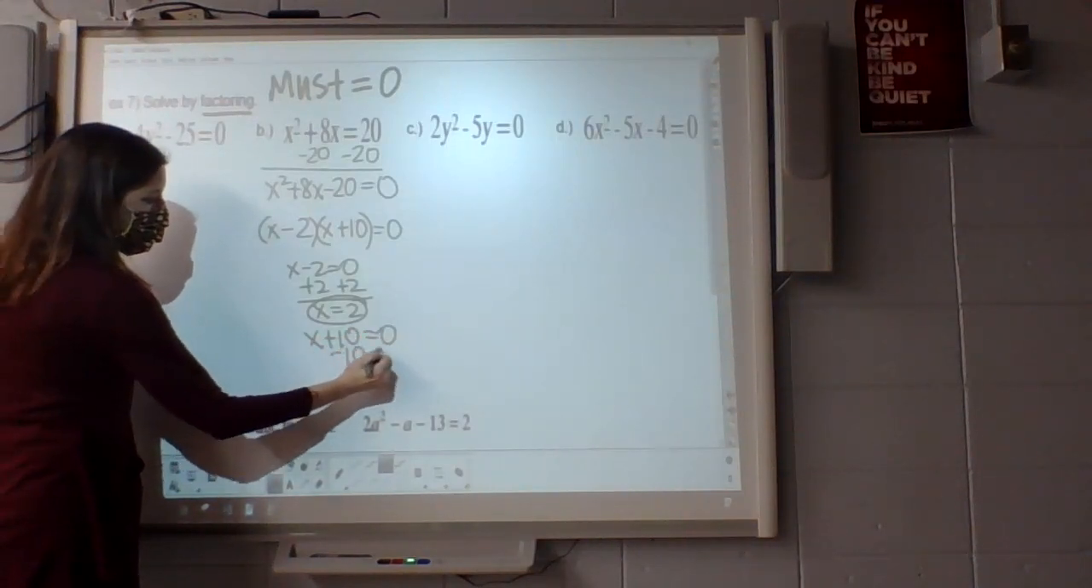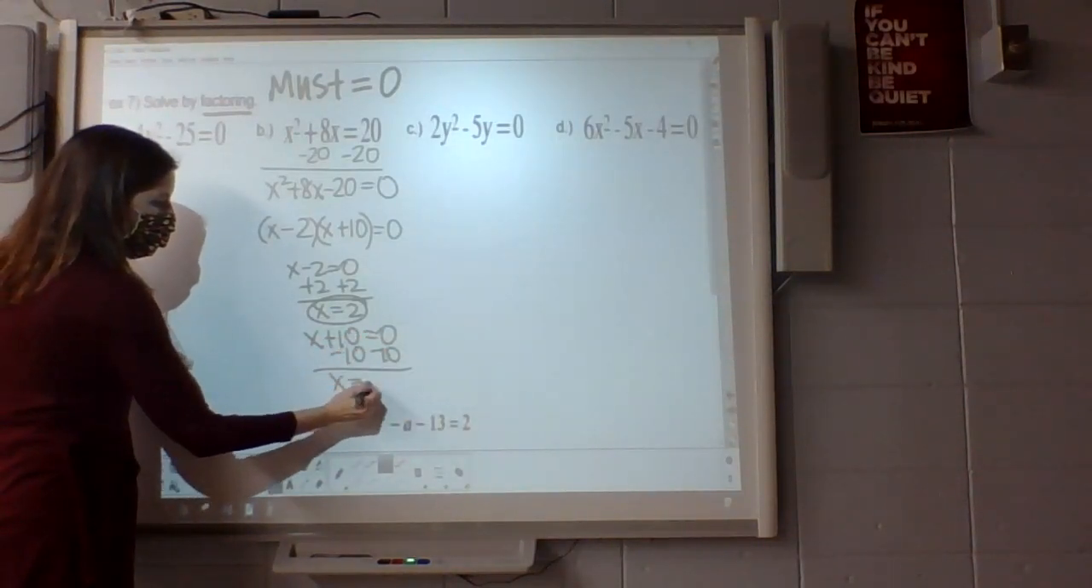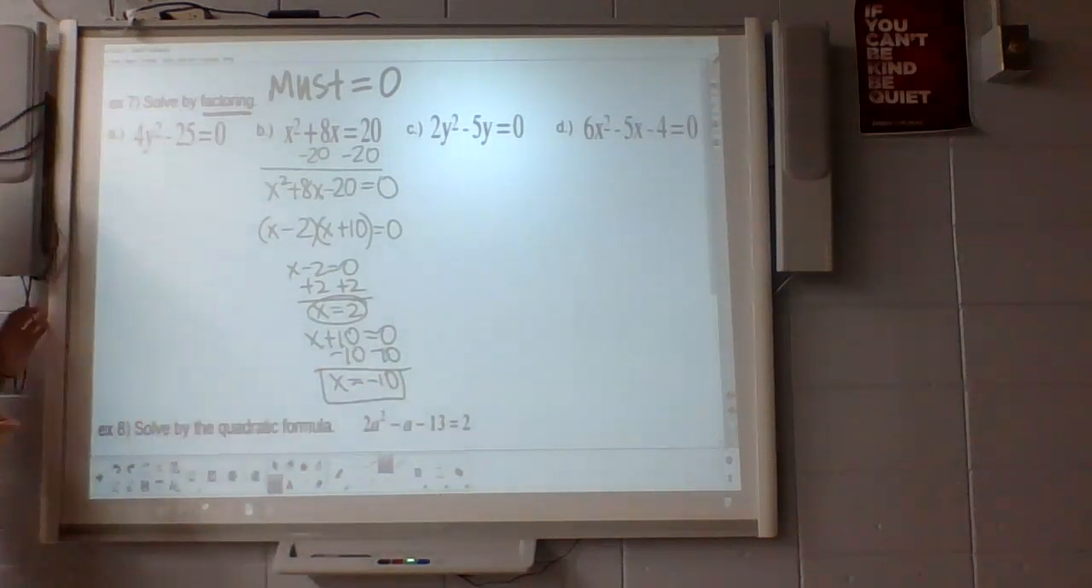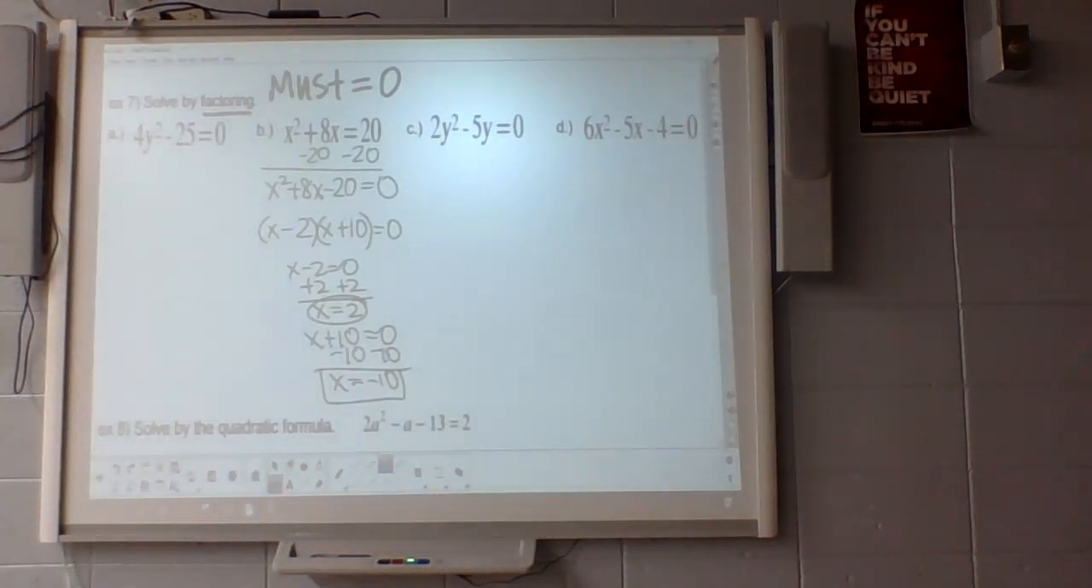And obviously, you don't have to show all your steps on the solving. But on the factoring, I do need to see your steps so that I know you actually did solve them by factoring, because there are other methods. So we get those 2 answers.